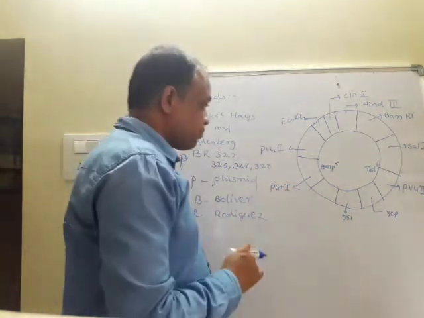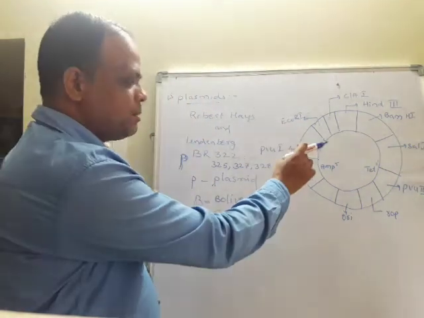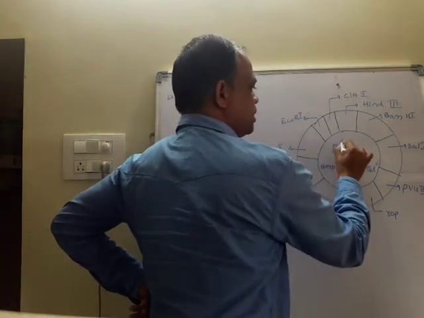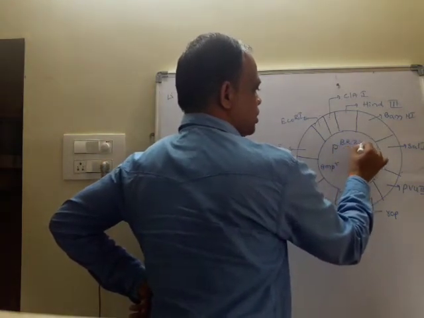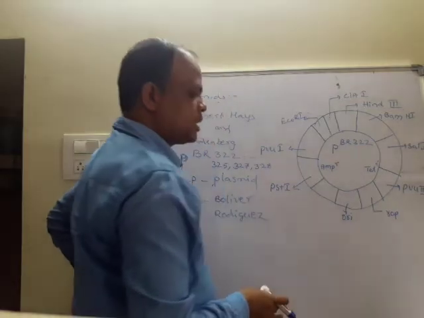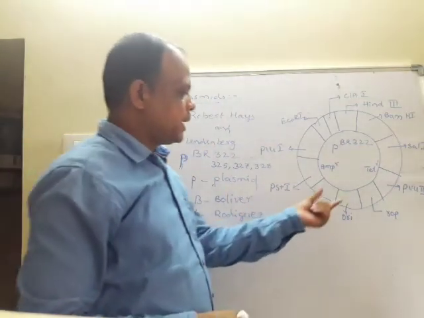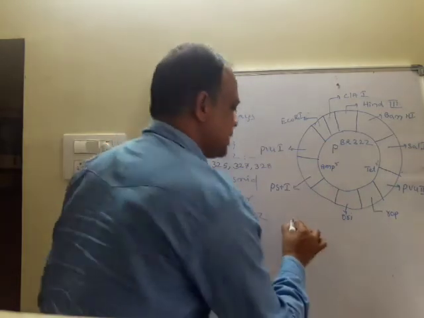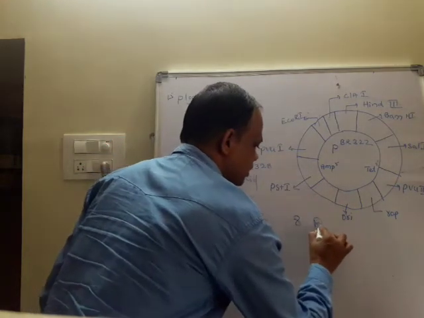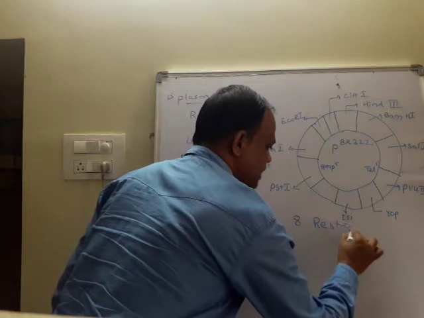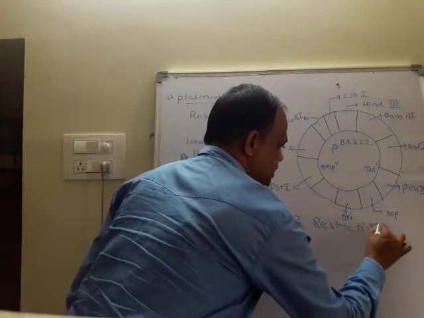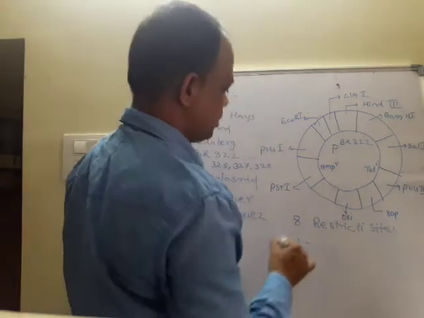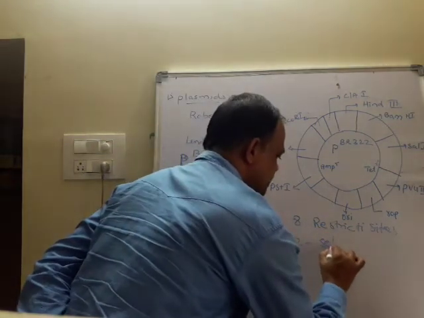Here is the example of the structure of pBR322. This is the plasmid structure of pBR322. And the plasmid structure contains 8 restriction sites and 2 selectable markers.